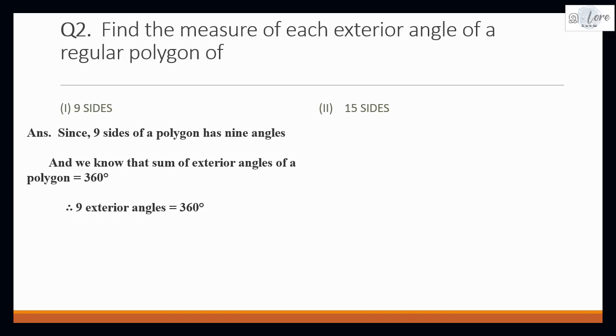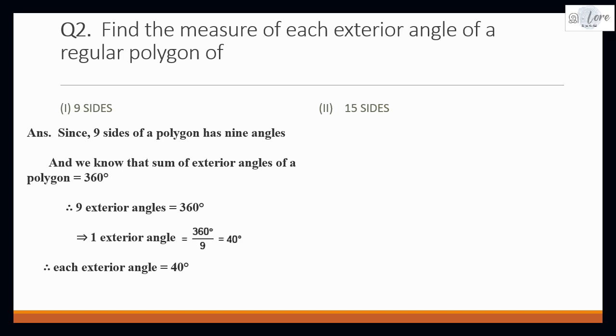We already have the solution on how to find it, one example we discussed. So 9 exterior angles will be 360 degree. So what about one exterior angle, which is nothing but 360 divided by 9. If you divide, you will get the solution, which is nothing but 40 degree. So each angle will be 40 degree.